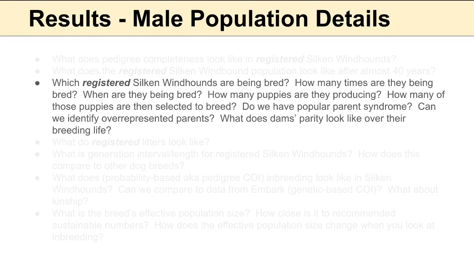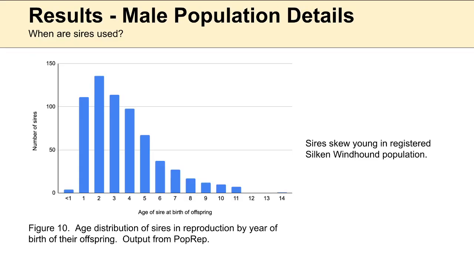And now we're going to focus a little bit more on the male population of Silken Windhounds. So when are these dogs being used? When are sires being used? Here we have, from PopRep, an age distribution of sires in reproduction by year of birth of their offspring.